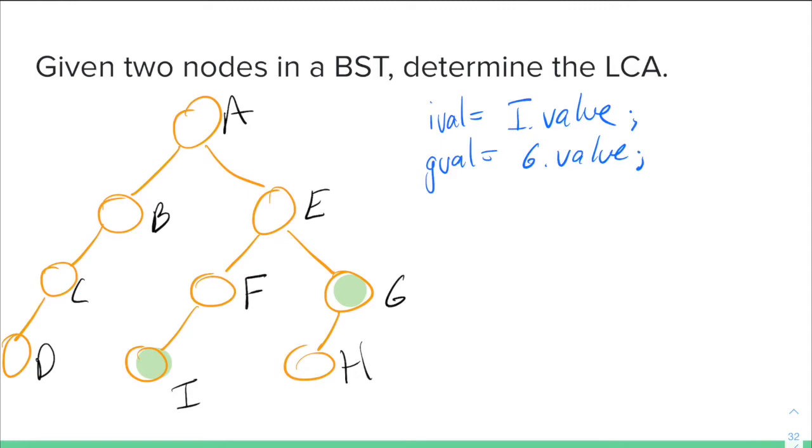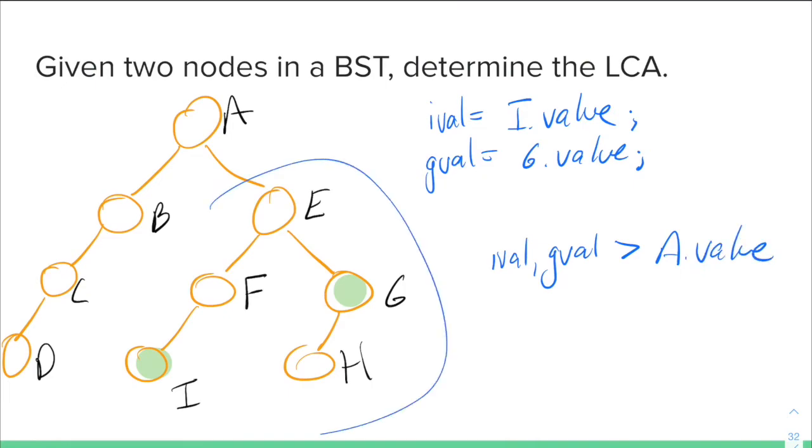And the underlying idea is if ival and gval are both bigger than A, then we know these two nodes are in the right subtree of A. And that follows from the binary search tree ordering property, because we know any nodes with value bigger than that occur to the right. So let's just say we check and we see ival, gval are greater than A.value. Well, then we know I and G have to exist somewhere over here.